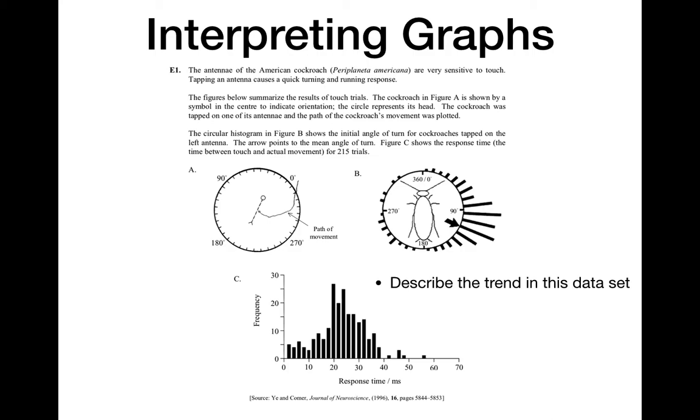So we tap them on the left, which way do they turn? Most of the time they turn away from that stimulus, which makes a lot of sense. They're running away from whatever stimulus it happens to be. And the arrow is the mean angle.